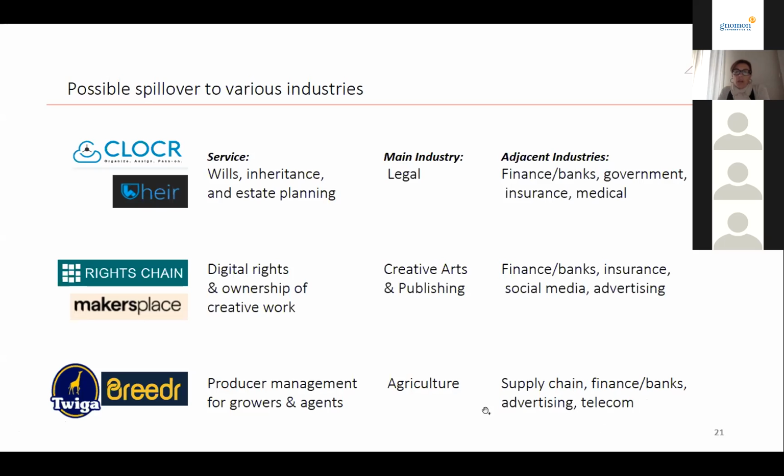So when you come across a company that seems to be doing something very specific with blockchain, it's interesting to think about how that can affect other industries, and how just the use of that one small solution is actually going to have a ripple effect or a spillover effect into other industries.